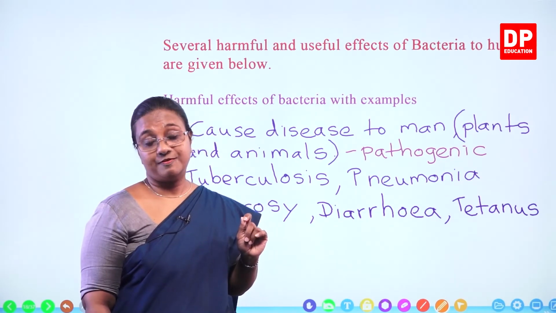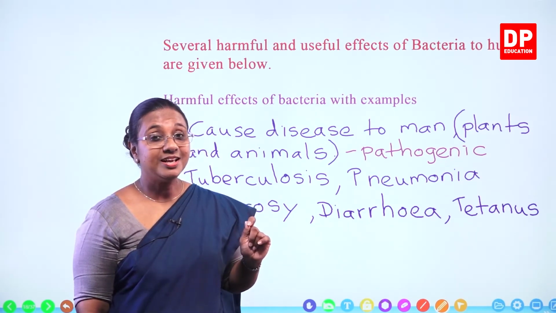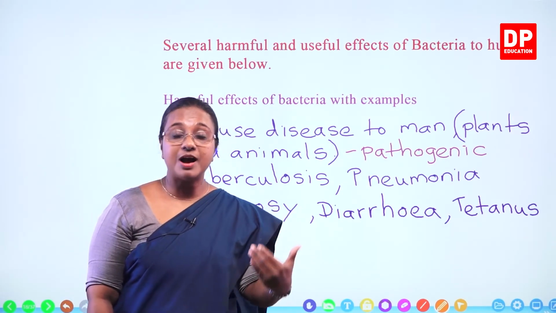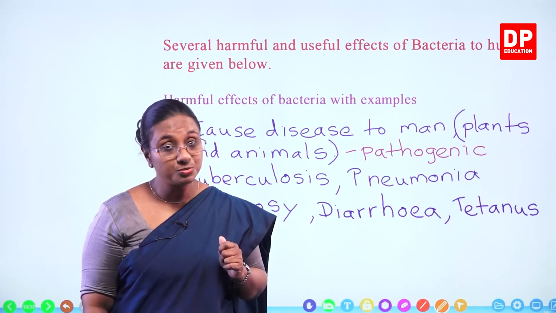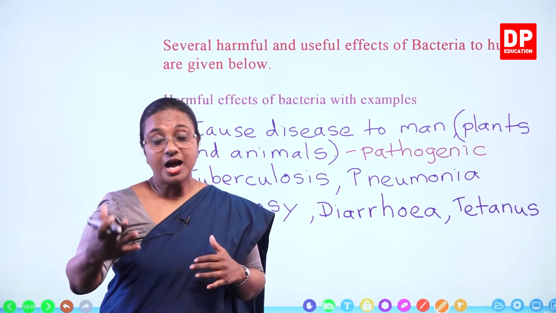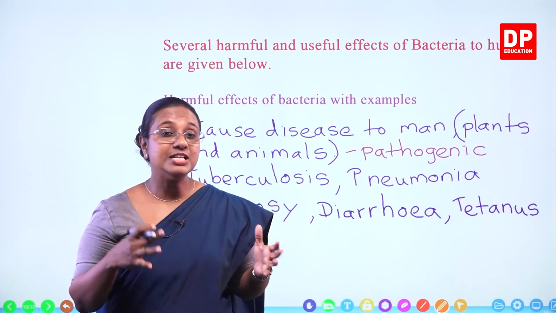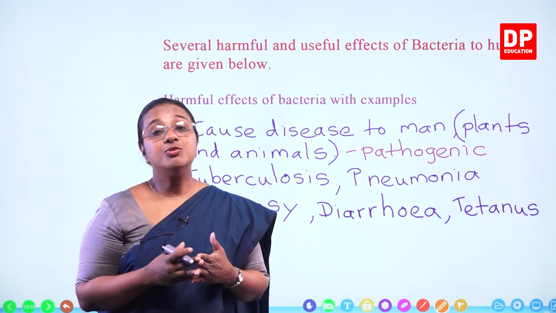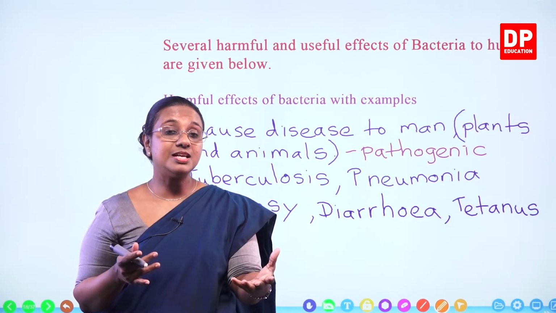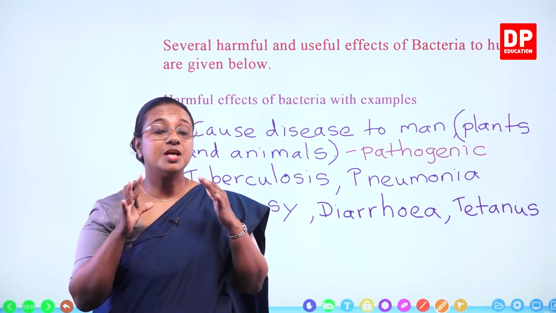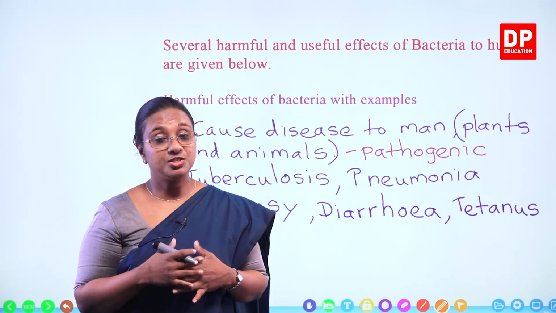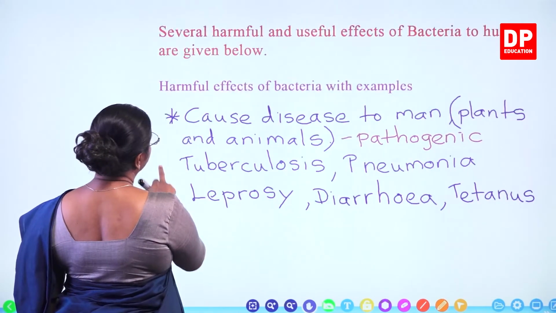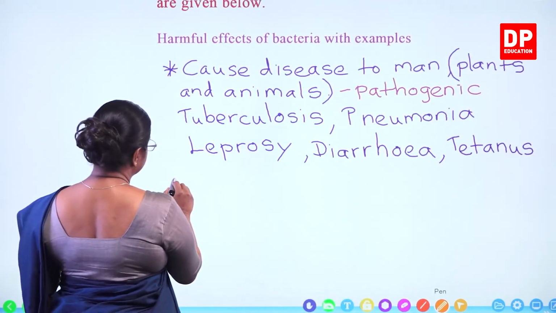Then the second harmful effect. What is it? Food spoilage. You all know most of the microorganisms, especially bacteria and fungi, cause food spoilage. Food becomes unsuitable for consumption. They change the nature of the food. The color changes, odor changes, then the nutritional value changes, appearance changes. So finally, it becomes not suitable for consumption. So that is also a harmful effect. Food spoilage caused by bacteria. That is the next one.